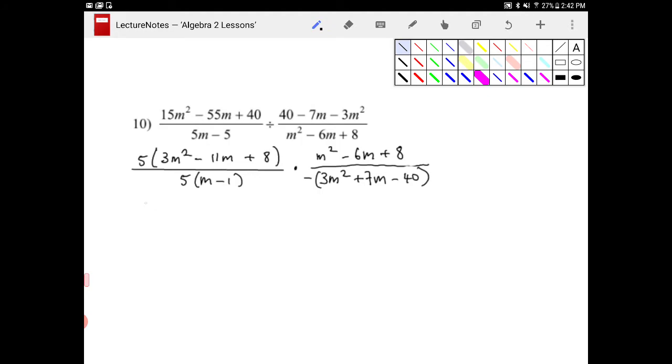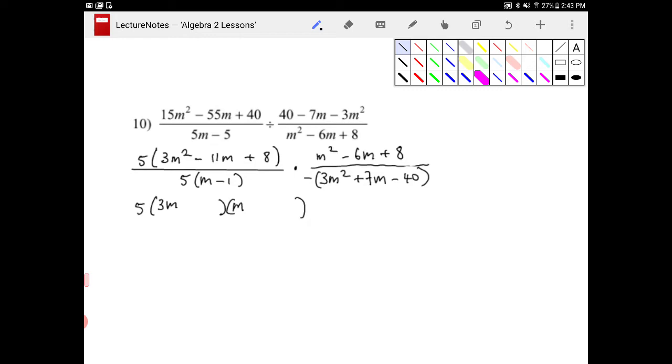So what I'll end up with is 5, and I'll have a 3m here and an m there because 3 is prime. That's the only way I can get this. I need 11 to be in the middle. I need the last number to be 8. So that means, well, what does that mean?